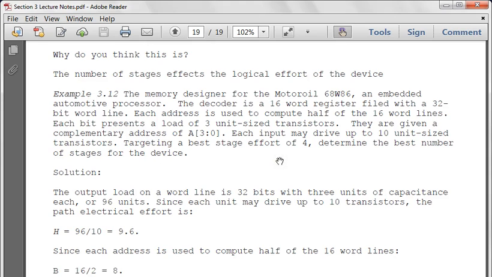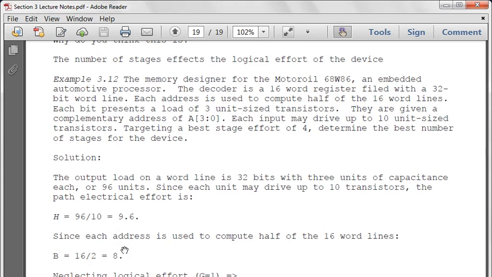So by using what we know here, we have a 32-bit word line, and each bit presents a load of 3 unit size transistors. So we use that to do 32 times 3, which is 96. Additionally, each input may drive up to 10 unit size transistors. So that becomes 96 divided by 10. So let me read this out. The output load of a word line, 32 bits with 3 units of capacitance, is 96 units. Since each unit may drive up to 10 transistors, the path electrical effort becomes 96 over 10, which is 9.6.